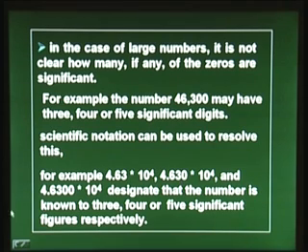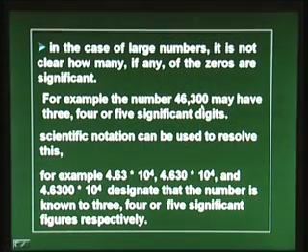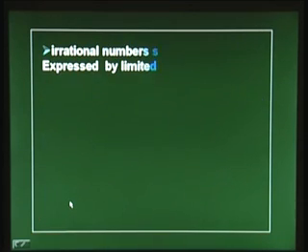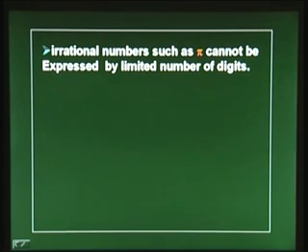And if I say 4.6300 into 10 to the power of 4, then that will have 1, 2, 3, 4, 5 significant digits. Look at that, all of them represent the same number. It is all 46300. Now whether the zeros are significant or not is represented in this format. Then there are other problems in representation of numbers. So one is this number of significant digits.